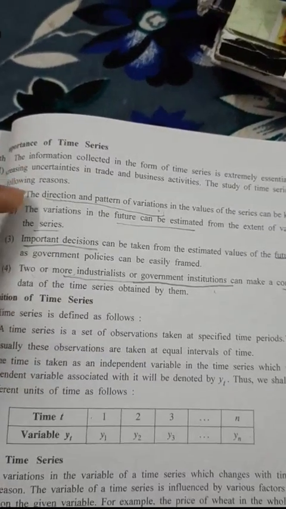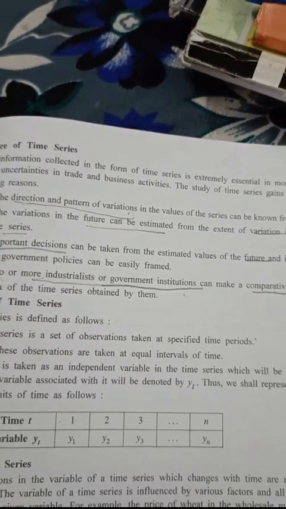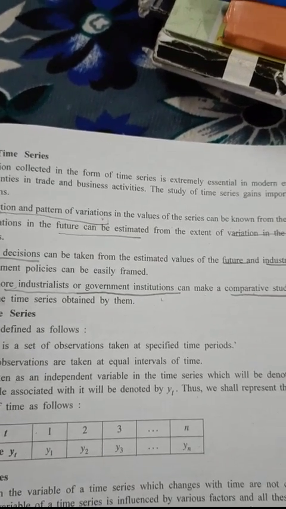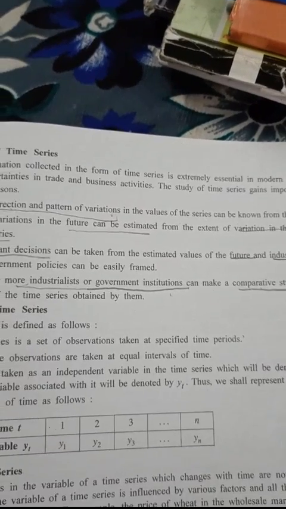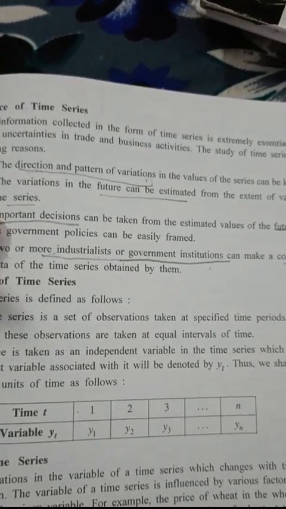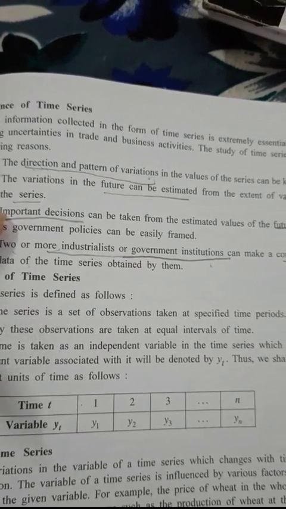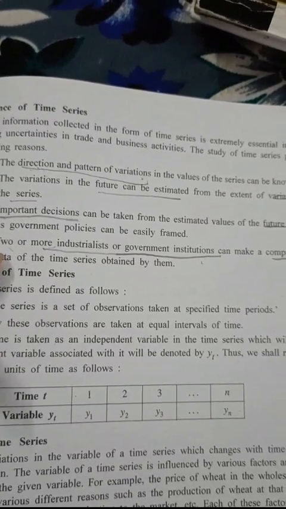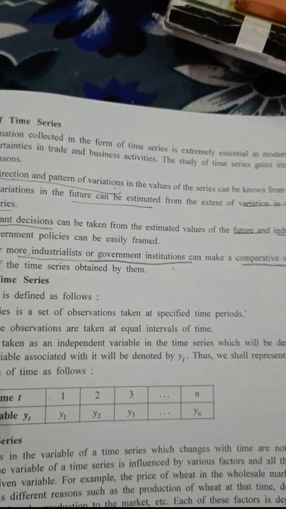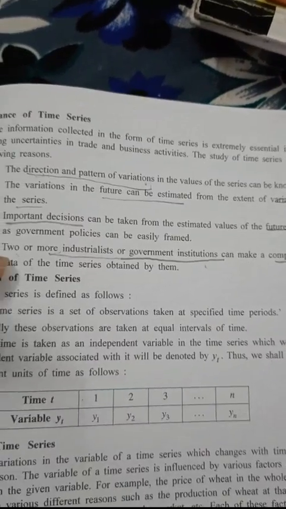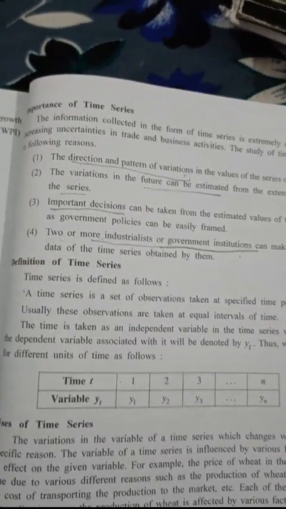So again, first point, direction and pattern are known. Second point, related to the past data, we can think about the future estimation. Then third, important decisions can be taken related to industries or the future. Then two or more industries or government institutions or authorized institutions can do the comparison between the two data. Okay, so these are the importance of time series.